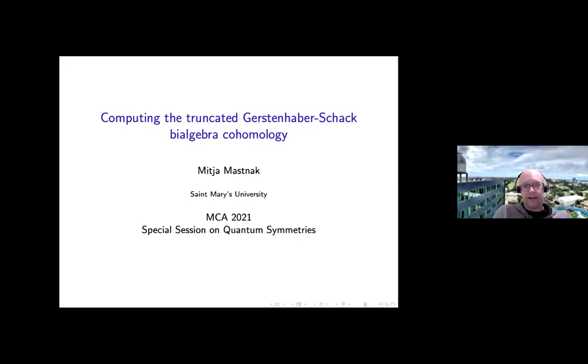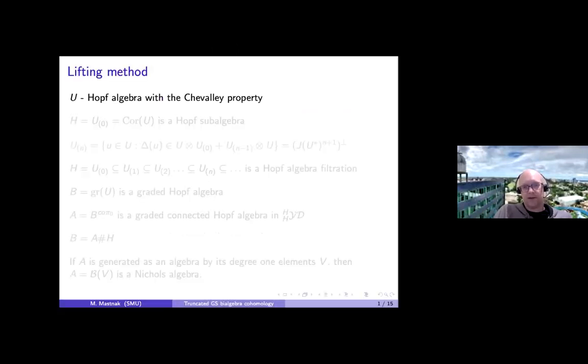So before I even tell you how we compute this cohomology theory and what it is, let me motivate it a little bit. So we start with a Hopf algebra with the Chevalley property. What do I mean by that? It's that if we look at the co-radical, that's the sum of all simple subcoalgebras, which is in general just a subcoalgebra, but it should be a Hopf subalgebra. Yeah? So this co-radical, of course, is a notion completely dual to the notion of a radical for algebras.